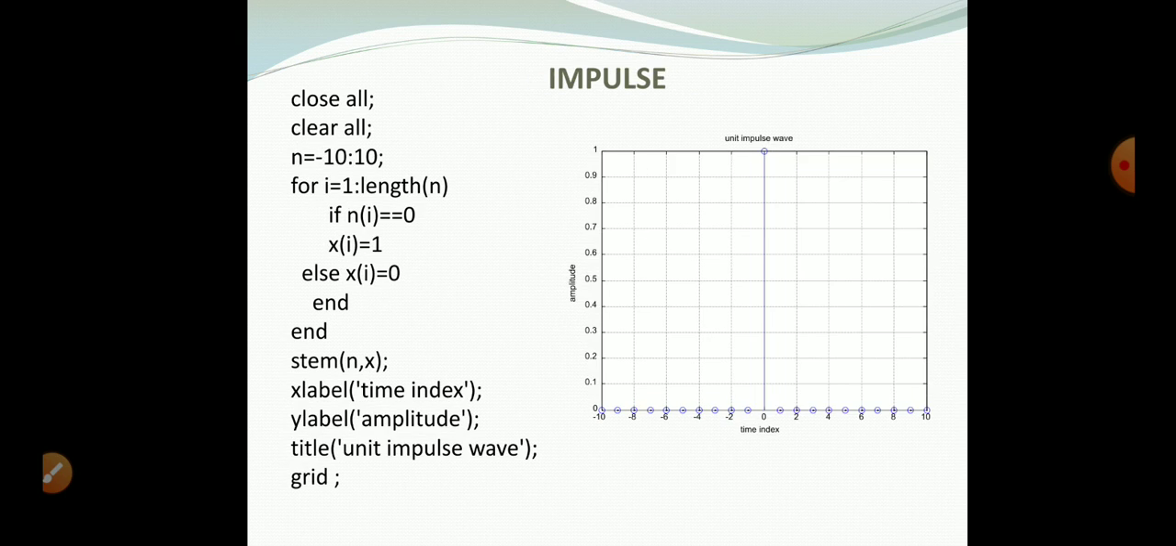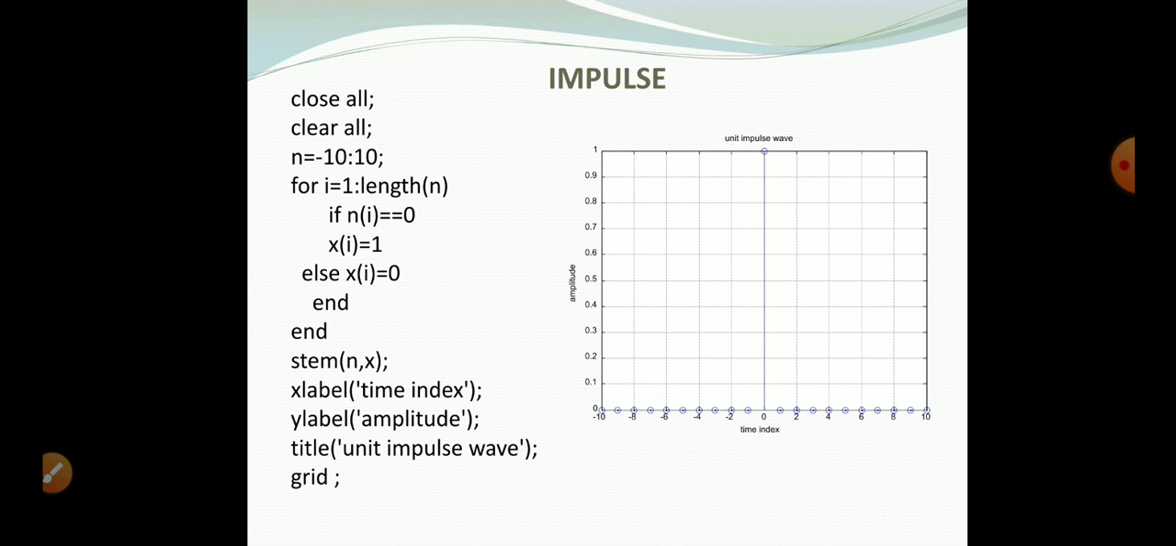The next program is the impulse signal. How to generate an impulse signal? We know an impulse signal has a value only in the zeroth position. In the output of this program, we have the value only in the zeroth position. In the zeroth position, its amplitude is 1. In all remaining positions, the amplitude is 0.